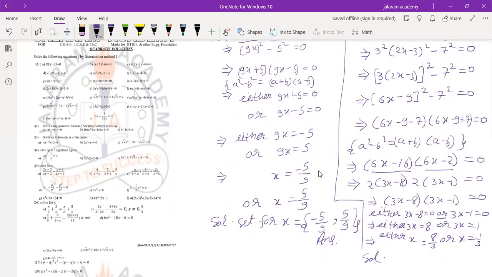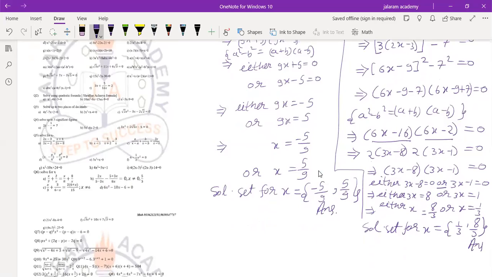So solution set for x equals to, first write the smaller then the greater, 1 by 3 comma 8 by 3, which is the answer. Understood, everyone? Yes, sir. I have not understood how 2 is removed. How is the 2 removed? Okay.